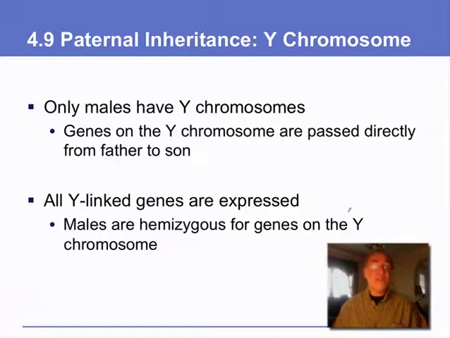So we have currently talked about X chromosomes, but of course there's also a Y chromosome among the sex chromosomes, and you can have inheritance patterns with Y chromosomes. And so only males, of course, have Y chromosomes, and the genes on the Y chromosome are passed directly from the father to the son. And of course we only have one Y chromosome, and so we are hemizygous for genes on that chromosome.